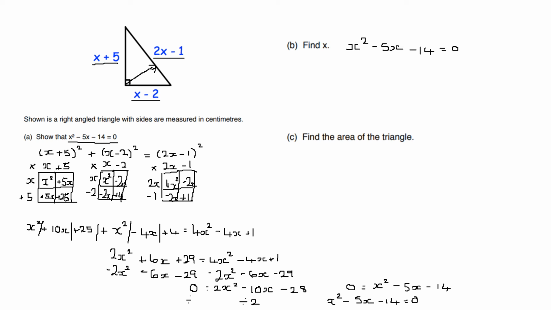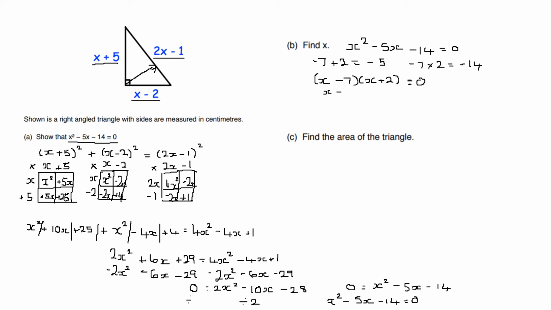I'm going to factorise that. So I'm going to have a look and I'm going to say, okay, I need two numbers that multiply together to give me negative 14, and they also add together to give me negative 5x. So I can see that this is going to be negative 7 plus 2 will equal negative 5, and negative 7 multiplied by 2 will give me negative 14. So this equation is going to factorise to (x − 7)(x + 2) = 0.